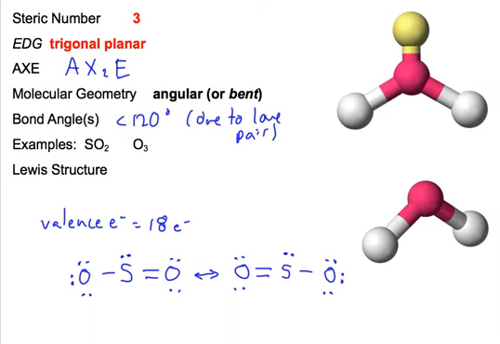Well, if we take off one of those bonding atoms and add a lone pair, that's what this yellow atom is showing, a lone pair, we change the molecular geometry. The steric number is still 3, but the notation changes to AX2E, and the fact that we have that E changes the molecular geometry. This is known as angular or bent.